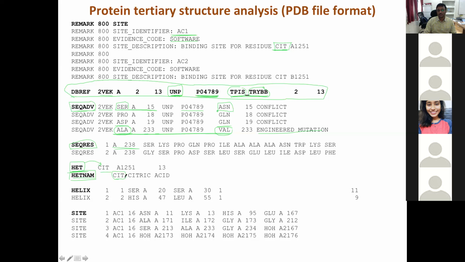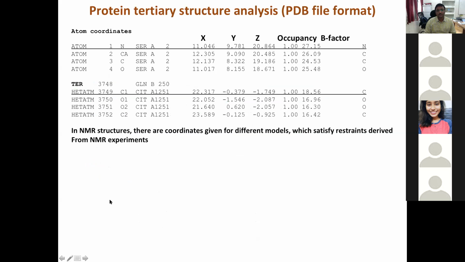The name of this particular compound, as I keep mentioning, is citric acid, given by the 3-letter code CIT. Authors also deposit what kind of secondary structure it has, so helix and so on, but not necessarily that you're going to look into it. The other and most important detail you really want from the tertiary structure is the positional coordinates of the atoms present in the protein tertiary structure.